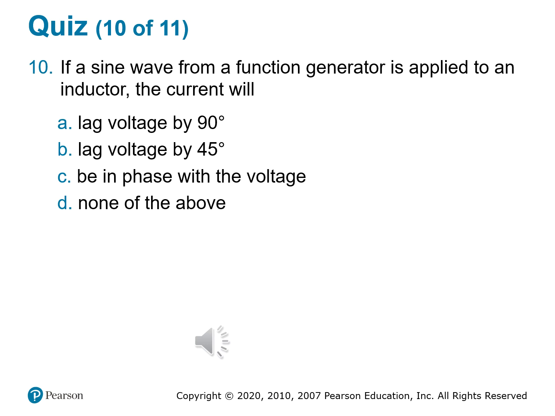Finally, question 10 of the quiz. If a sine wave from a function generator is applied to an inductor, the current will what? A, lag voltage by 90 degrees, B, lag voltage by 45 degrees, C, be in phase with the voltage, or D, none of the above. Go ahead and pause the video now. All right, if you're back, the correct answer was A, lag voltage by 90 degrees.